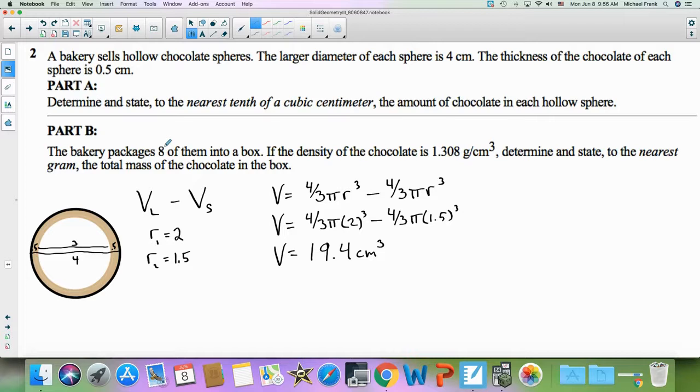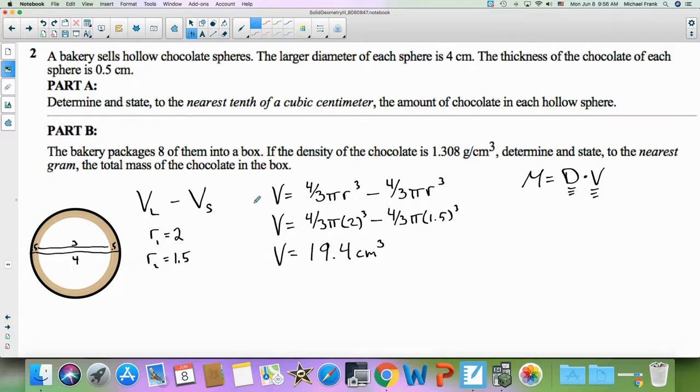Now here it says the bakery packages 8 of them in a box. So if the density is 1.308, determine to the nearest gram the total mass of the box of chocolates. Well, obviously, the other day we learned that mass is equal to density, which we're usually going to be given, times our volume.